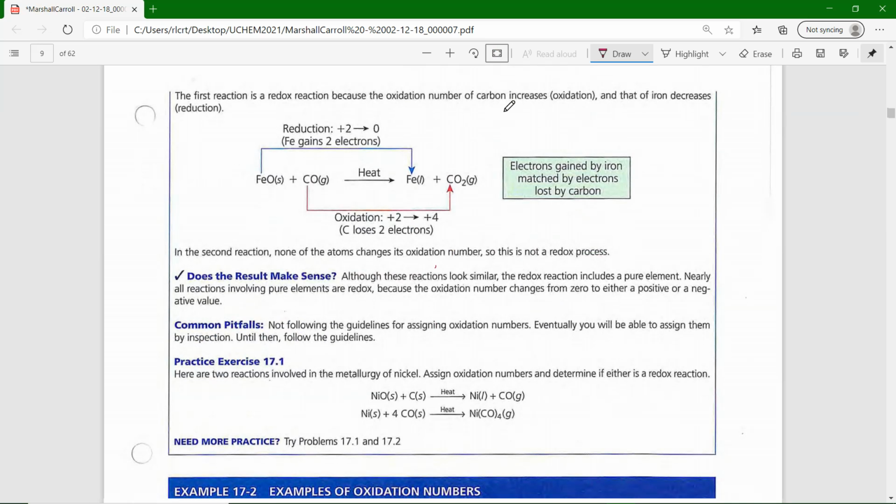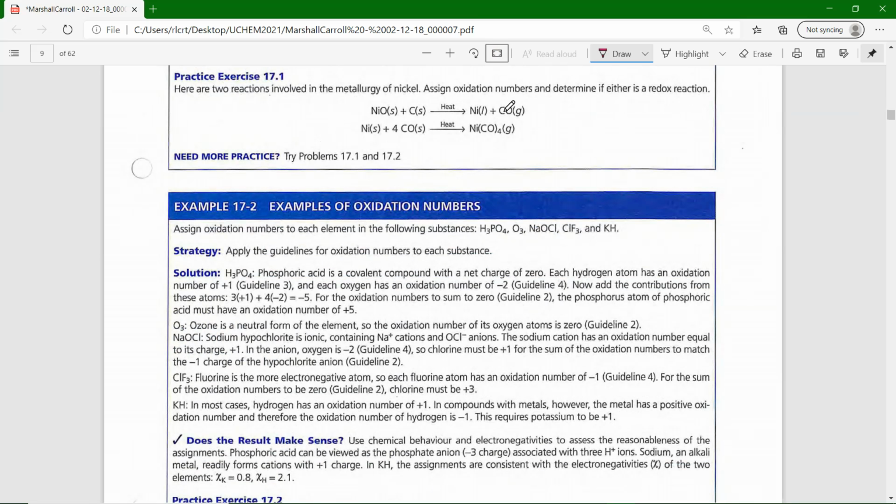Okay, so that's good. Practice exercise. Shall we do that really quick? NiO plus C. So carbon is 0. Oxygen is -2. Nickel's +2. Transition metals can have a variety of oxidation numbers, as we'll see through the chapter. Nickel 0 here, oxygen's -2, carbon's +2. This is going to be a redox process with the nickel reduced from NiO to Ni and the carbon oxidized.